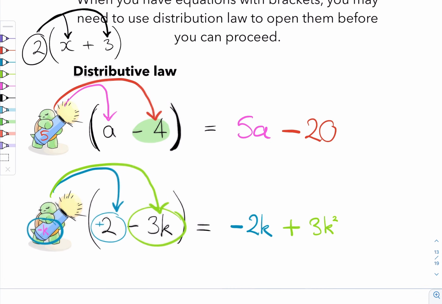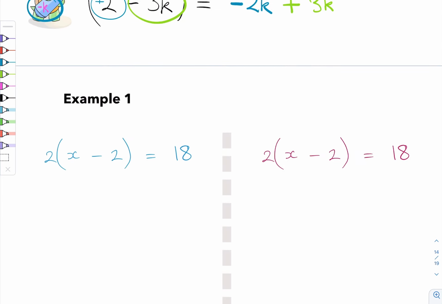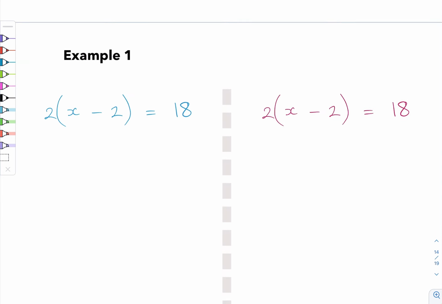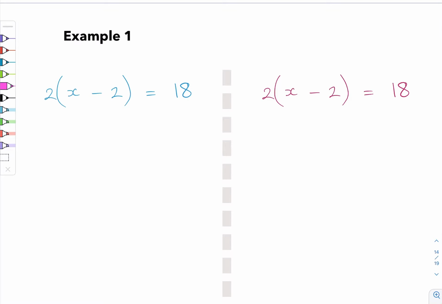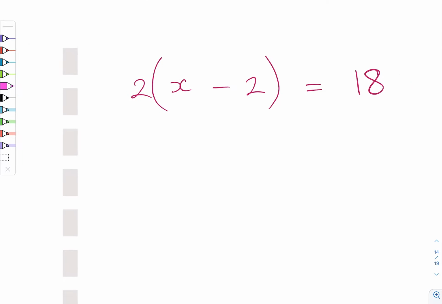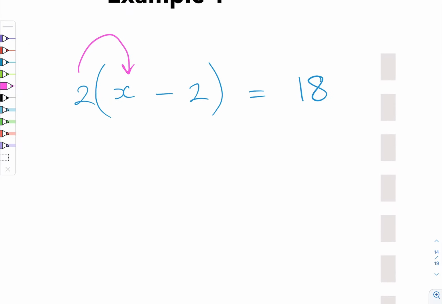All right, so that's distribution law. Let's apply it in scenarios where we have brackets. Okay, so here's a very basic one. So I've got 2 times the x. I've got it appearing twice. So there's a blue example and a red example. I'm going to show you what it looks like when you expand out the brackets, but I also want to make you aware that there's another approach you can use. So 2 times x will give me 2x. And then I've got 2 times negative 2 gives me negative 4. And then the right-hand side stays the same.